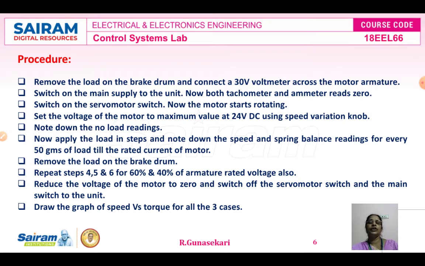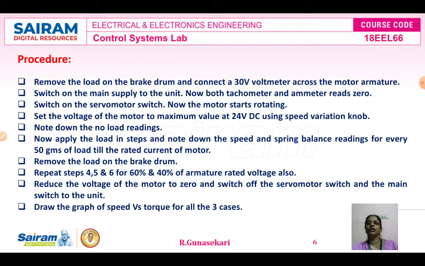Set the voltage of the motor to a maximum value of 24 volt DC with the help of the speed variation knob. Note down the no load meter readings. Now apply the load step by step and note down the corresponding speed and spring balance readings, that is S1 and S2, for every 50 grams of the load. This experiment is conducted till the rated current of the motor.